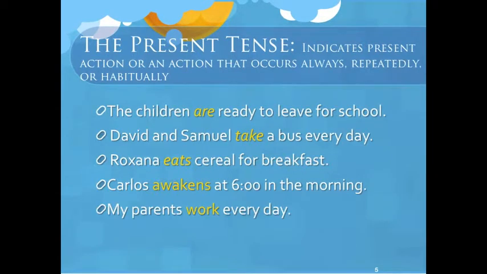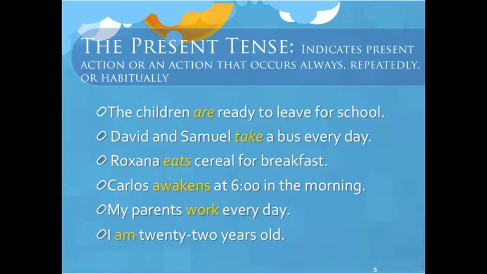My parents work every day. That sentence is habitual, and my parents do work hard every day. I am 22 years old. Yes, I am. Notice that it is incorrect to say I have 22 years. Never say that. Always say I am with your age and with other people's ages as well.